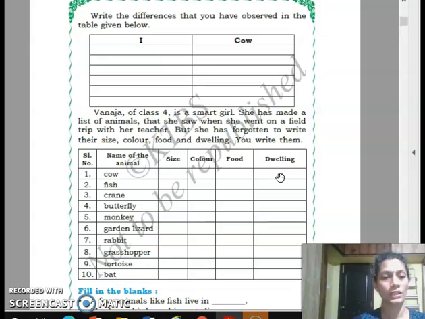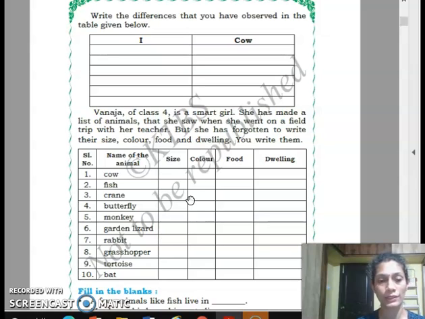Now, fish is small. You can see larger fishes like a shark also. So, which fish do you take in mind? You can write large or small. Then color, they are colorful. Food, they eat small worms and eggs of other fishes in the sea or water. Where do they live? They live in water.